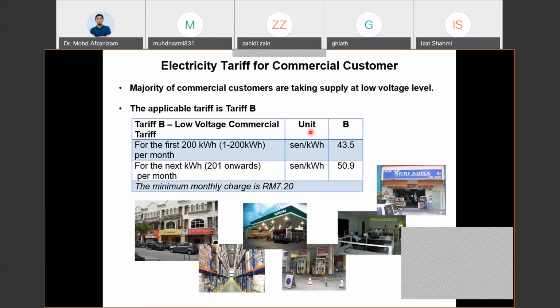Okay, so this is the same story about the domestic, but this one is tariff B for the low voltage commercial. Normally in the form of shop lots. If you can see, the petrol pump, the store, the shop.